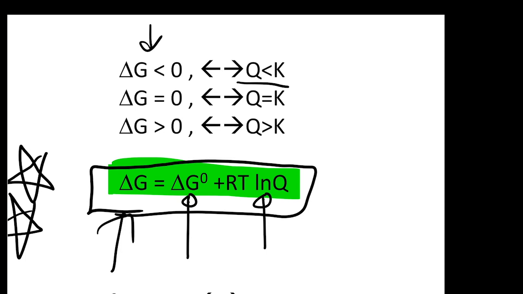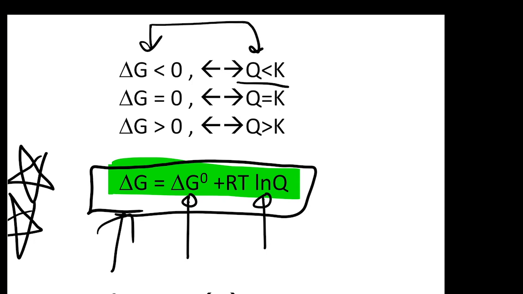Let me say it again. If your ΔG is negative, that means the reaction is moving toward the product side. That means at the current stage, you don't have enough product. So if you calculate your Q, your Q is going to be smaller than your K. Then it's going to move to the product side to bring up your Q, so eventually your Q is going to equal your K.